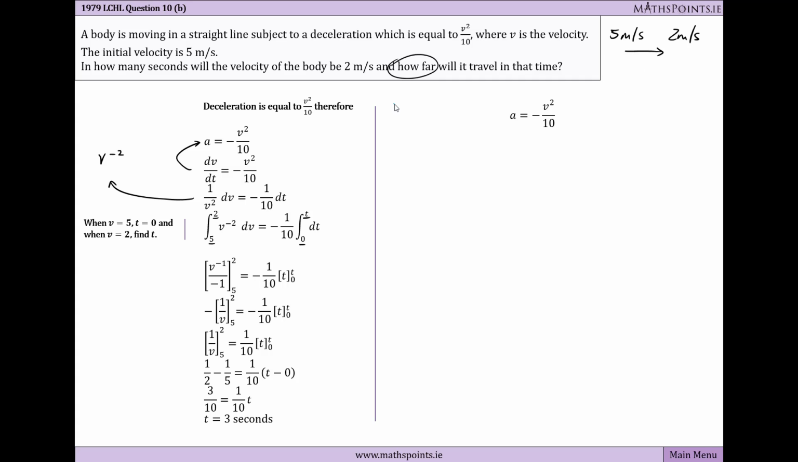As before, we can say that acceleration is dv/dt, but this time I am going to split dv/dt into dv/ds multiplied by ds/dt. Now ds/dt, remember, is the change in the distance over time, and another name for that is the velocity. So we have a formula that says the acceleration is equal to v dv/ds, and that's the formula I'm going to use here rather than dv/dt. So v dv/ds is equal to minus v squared over 10.